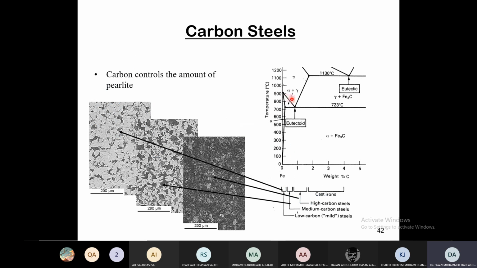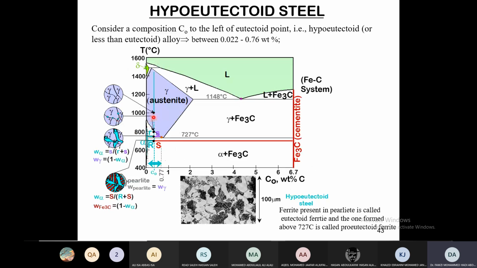Now, so far we talked about the development of the microstructure at the eutectoid composition. Now we want the development of the microstructure below the eutectoid composition. What happens if we are below the eutectoid composition? If we cool down there, what is going to happen?